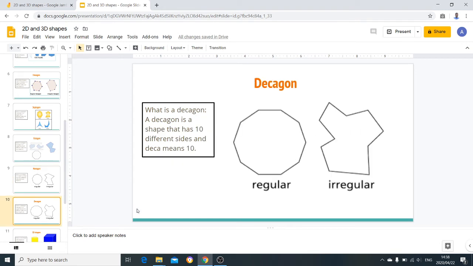A decagon. What is a decagon? A decagon is a shape that has 10 different sides, and deca means 10. This is a regular decagon and this is an irregular decagon.